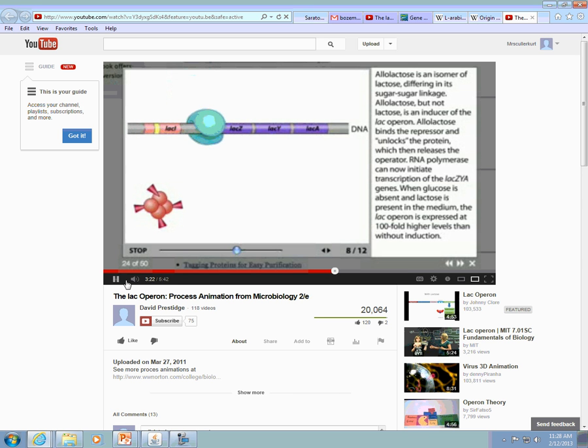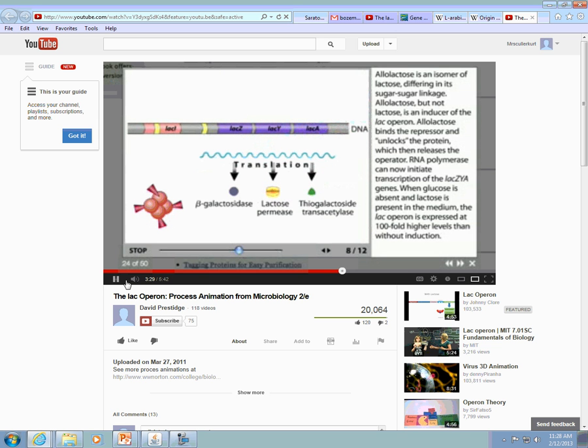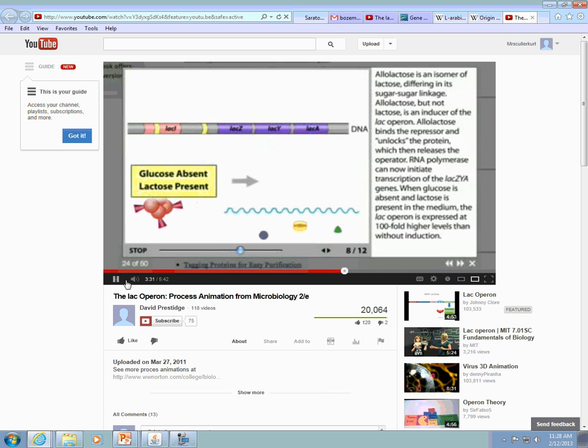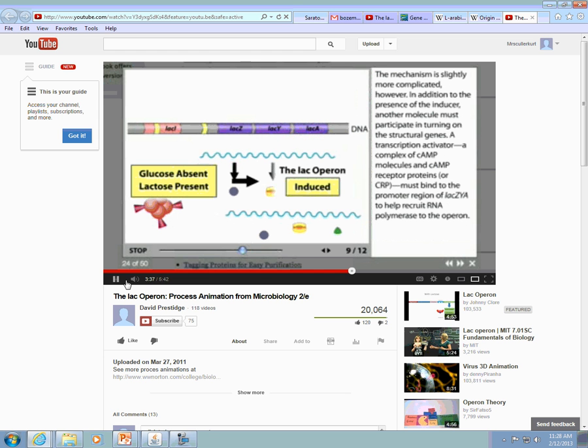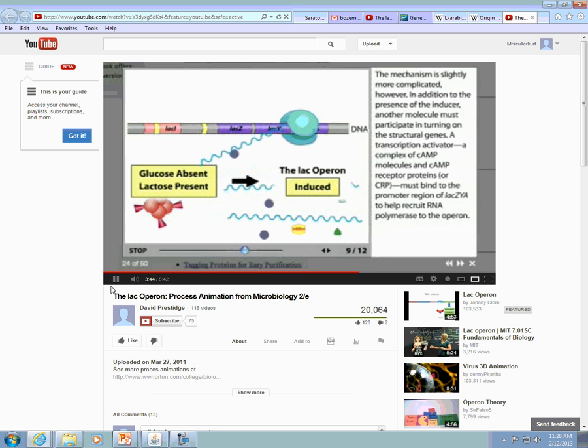RNA polymerase can now initiate transcription of the LAC-CYA genes. When glucose is absent and lactose is present in the medium, the Lac Operon is expressed at 100-fold higher levels than without induction. The mechanism is slightly more complicated, however. In addition to the presence of the inducer, another molecule must participate in turning on the structural genes.